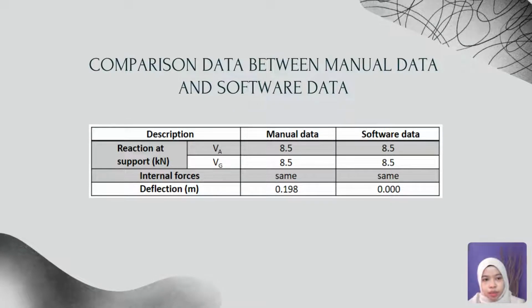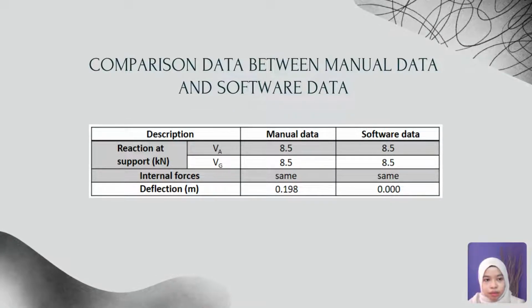This is the comparison between manual data and software data. The values for reaction at support and internal force are the same, but the deflection is different from 0.198 meter.